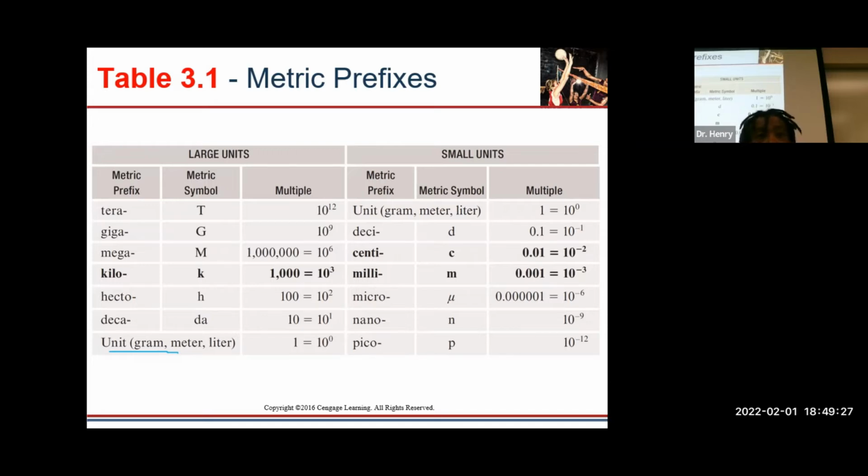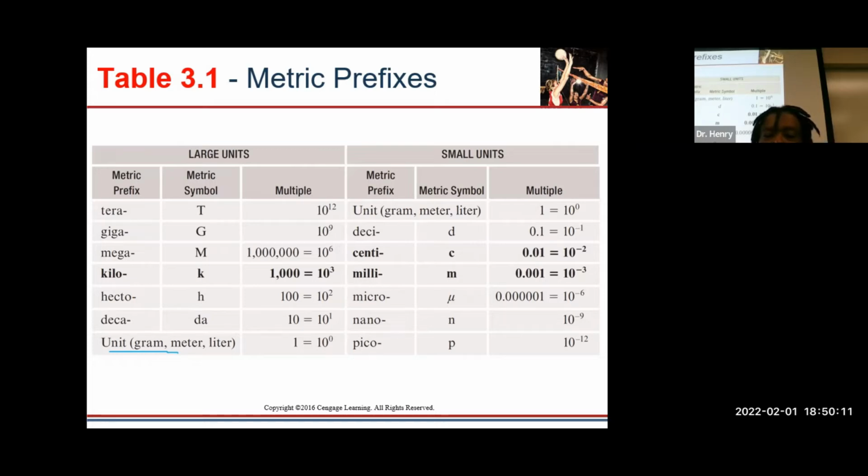Now going the other way, 10 decigrams will equal 1 gram. 100 centigrams will equal 1 gram. 1,000 milligrams will equal 1 gram. 10 to the 6 micrograms will equal 1 gram. And 10 to the 9th nanograms will equal 1 gram. And 10 to the 12th picograms will equal 1 gram.